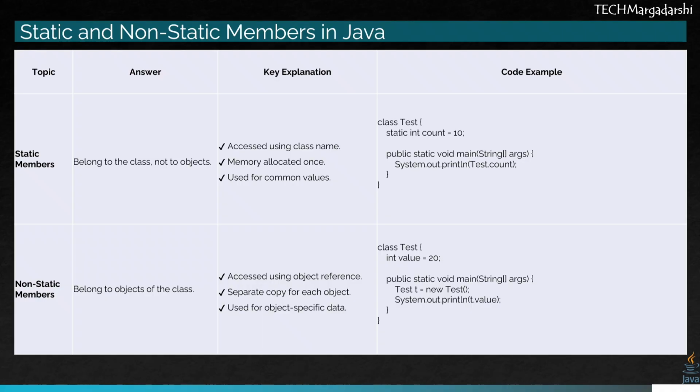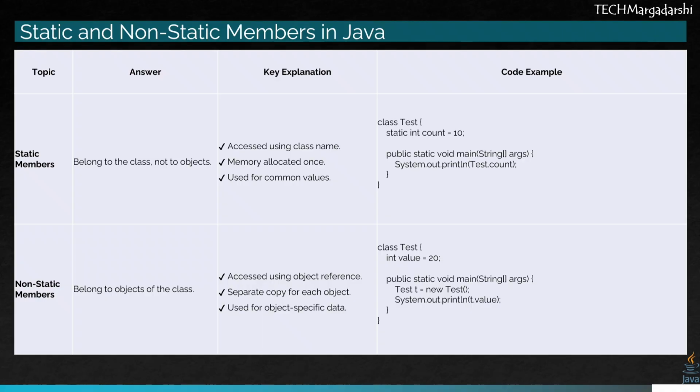Next, let's understand non-static members. Non-static members belong to objects of the class, not the class itself. Each object gets its own separate copy of non-static variables. They are used to store object-specific data.